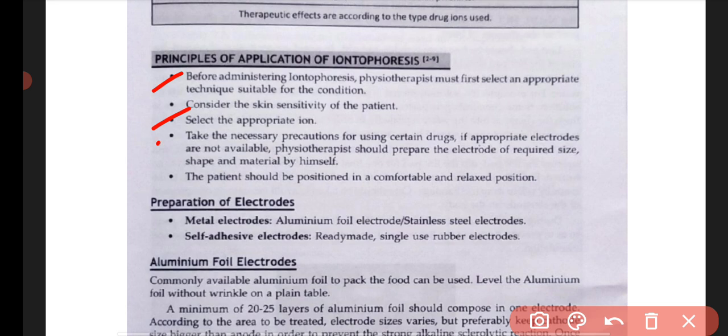Next one, take the necessary precautions for using certain drugs. If appropriate electrodes are not available, the physiotherapist should prepare the electrode of required size, shape and material by himself. Next one, the patient should be positioned in a comfortable and relaxed position. These are the principles of application of electrodes.